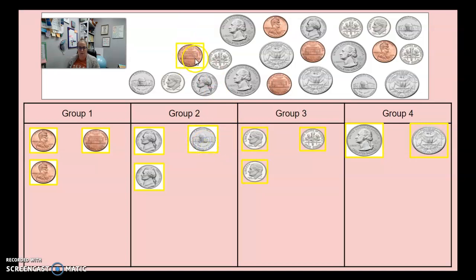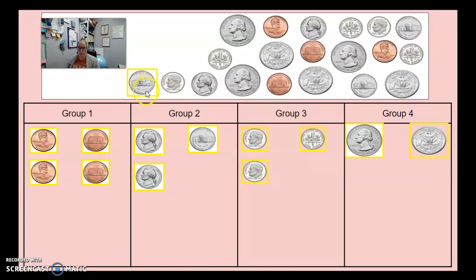What about this one? What coin is this? That's right, it's the penny. I kind of told you the answer. Oops, I made a mistake. But is it the head side or the tail side of the penny? That's right, it's the tail side of the penny, so I'm going to put it with the tail side over here.